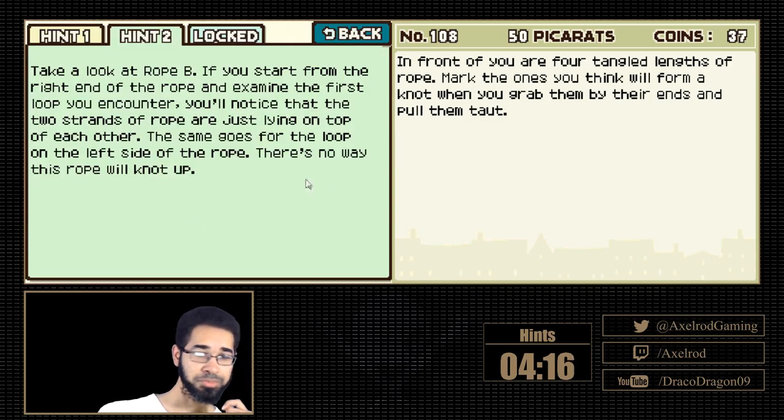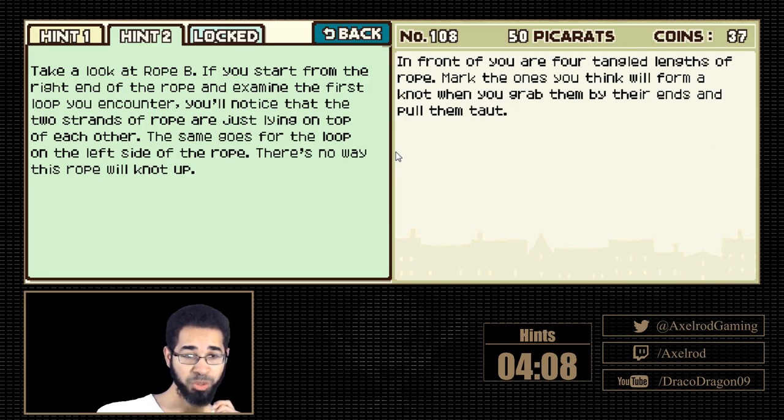Go ahead and spend another one. Take a look at rope B. If you start from the right end of the rope and examine the first loop you encounter, you'll notice that the two strands of rope are just lying on top of each other. The same goes for the loop on the left side of the rope. There's no way this rope will knot up.